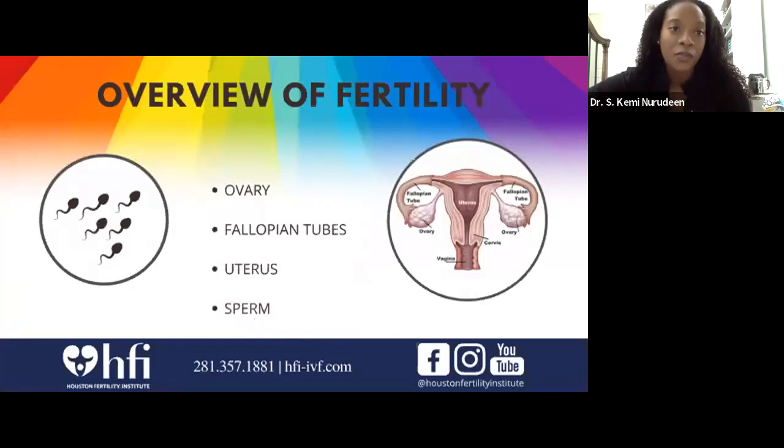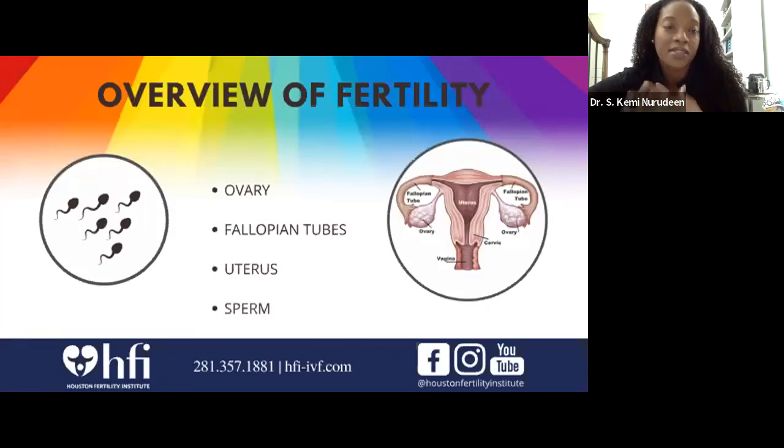specifically. So when we talk about the overview of the fertility evaluation, we break it down into four main parts. The first part is the ovary. So the ovary is the source of the eggs. These eggs are fertilized by sperm. So we do an evaluation of ovarian reserve, egg count, ovulation, when it comes to that side of the evaluation.